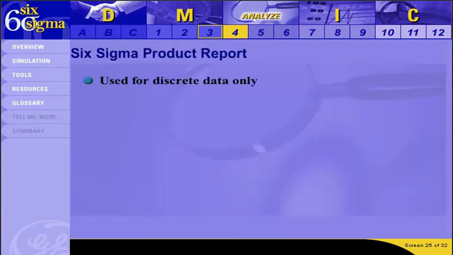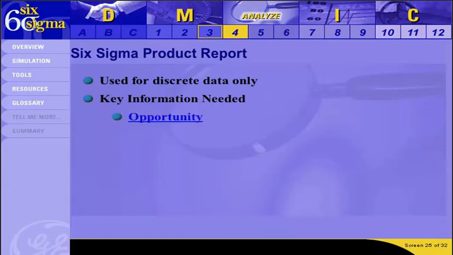The Six Sigma product report is used when we deal with discrete data, rather than continuous data. There are three key pieces of information needed to generate a product report. An opportunity is anything you measure or test that has a chance of not meeting the requirements of a CTQ. It can be the fields on an application form, or whether a unit was delivered on time or not. If it is a measurement we choose to make that addresses a CTQ, we can consider it an opportunity. There are often multiple opportunities for a defect per unit.